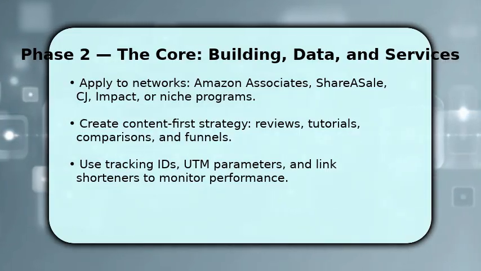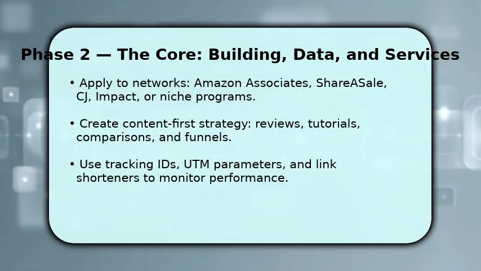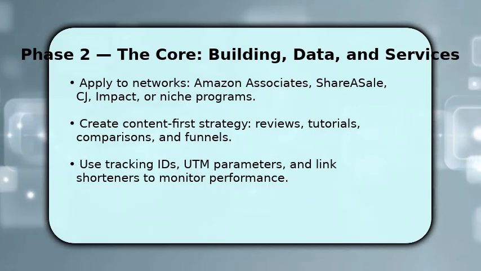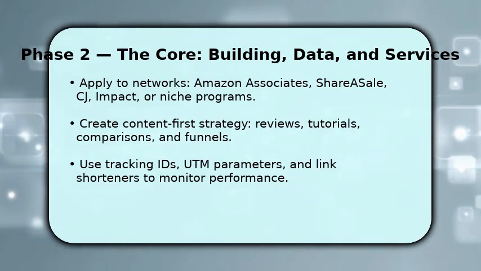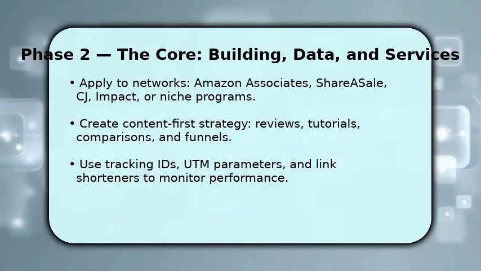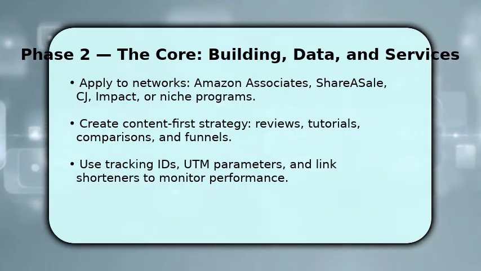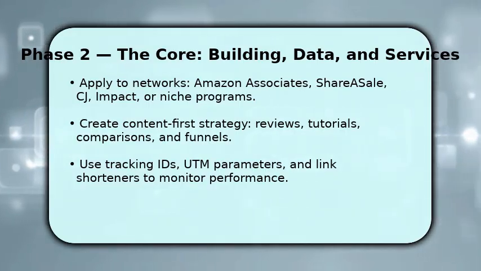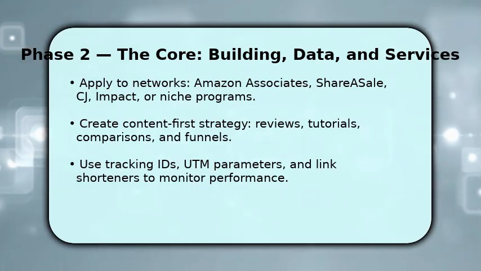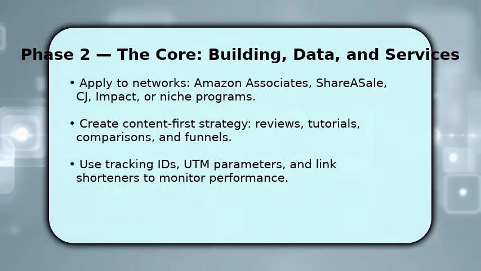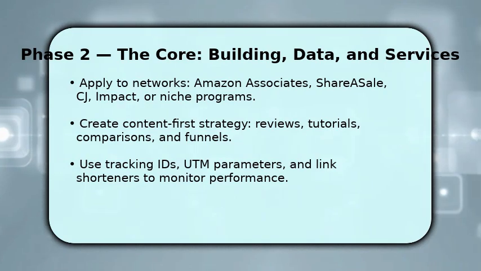Once approved, generate affiliate links and add tracking ID or UTM parameters so you can measure clicks and conversions. Then integrate links into content, product reviews, how-to guides, and listicles, and use natural call to actions. Make sure to test links across devices. If using link cloakers or plugins, configure redirect types and confirm they preserve tracking.